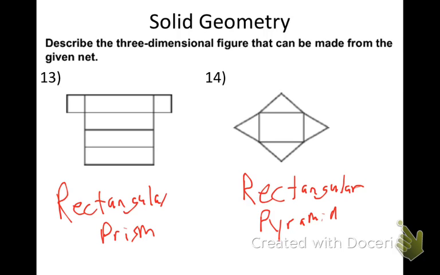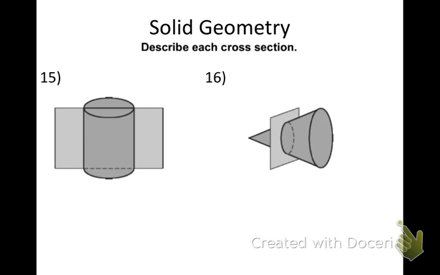So those are the nets of these shapes. Now the cross sections. Again, this cross section is, if I were to slice it in half right here and look at it as a 2-dimensional figure, what would I look at it as? So describe each cross section.